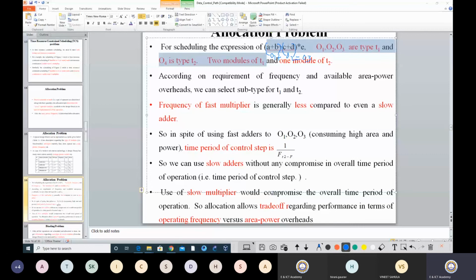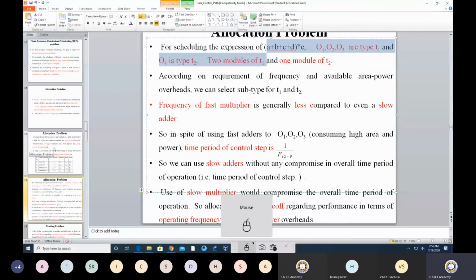Considering that I have 2 resources, T1 and T2, for an adder and a multiplier: T1 is an adder, so O1, O2, O3 are of type T1, and O4 is of type T2 because T2 is a multiplier. Now I have T1 and T2; which one I need to choose, we will discuss. According to our requirement, frequency, and available area and power overhead, we select the subtype for T1, T2. That means we will select the adder and multiplier accordingly. Now if you look at this, our original design.